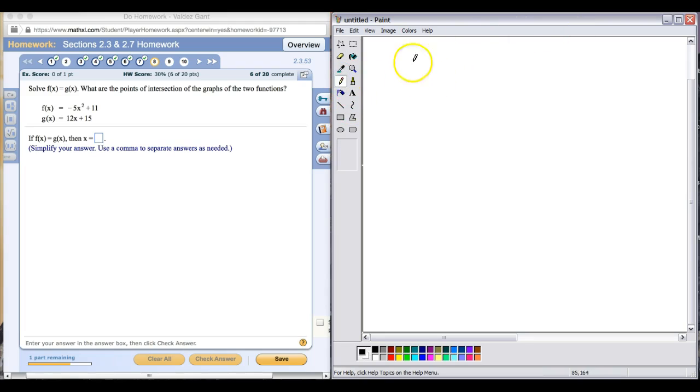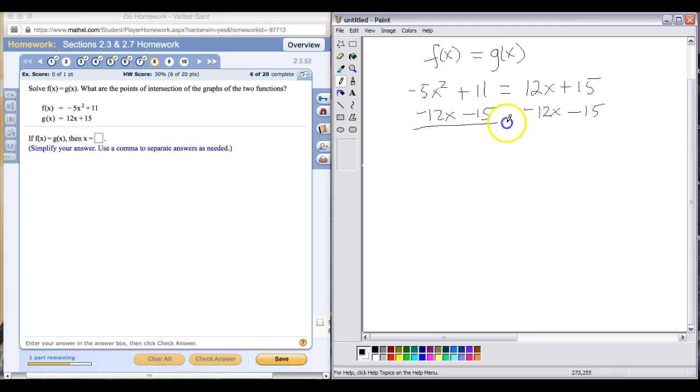So we're here and we'll just set f of x equal to g of x. That would be negative 5x squared plus 11 is equal to 12x plus 15. At this point we realize that we have a quadratic equation because the highest exponent that we have is a 2. But we need to have everything on one side and have the other side equal 0. So we're going to subtract 12x from both sides and subtract 15 from both sides.